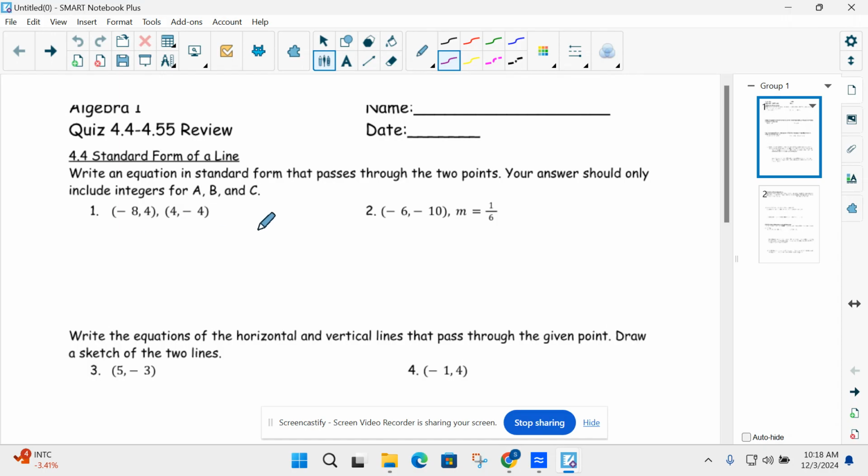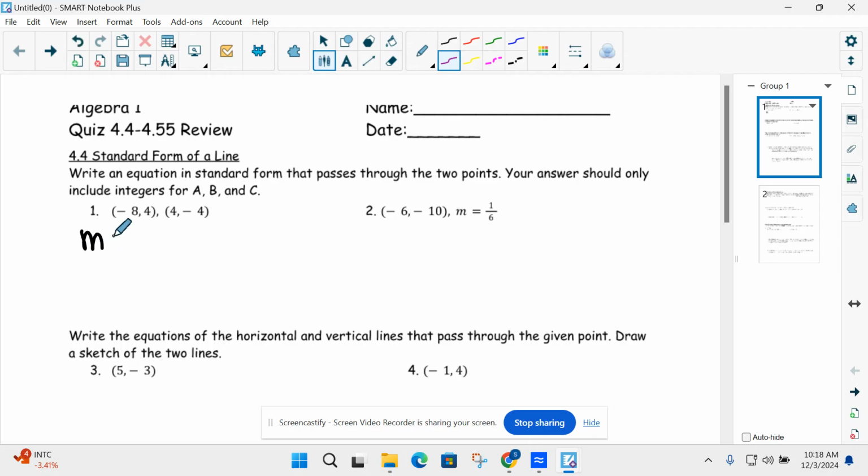So for the first two questions, it says write an equation in standard form that passes through the 2 points. Your answer should only include integers for a, b, and c. So first, what we would need to do for number 1 is find the slope. So let's go ahead and do that. You don't have a lot of room to write, so if you want, you can get out a separate sheet of paper to show your work.